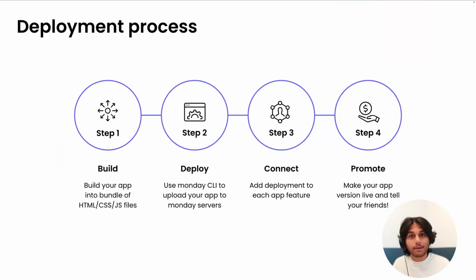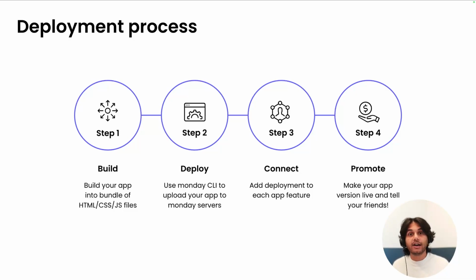Before we get into the demo, I'm going to just show you what we're going to do today. Okay, first things first, we're going to build our app into a bundle of HTML, CSS, and JavaScript files. We're just going to use the React bundler to get that information. Once we have that, we're going to deploy it to Monday servers using the CLI. After this deployment is created, we'll connect our app features to each deployment.